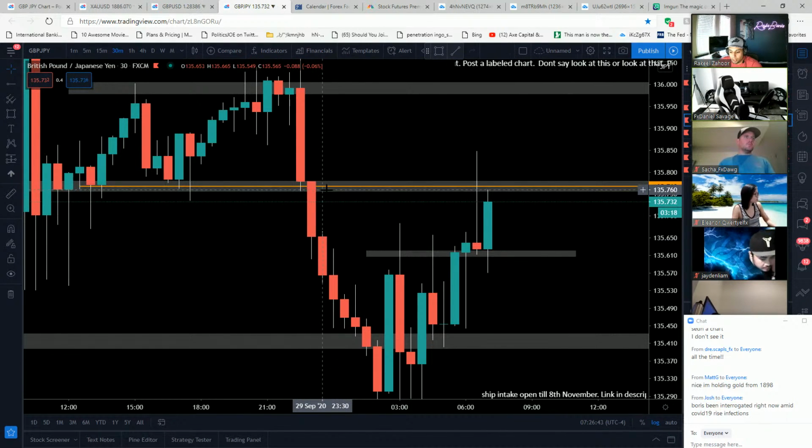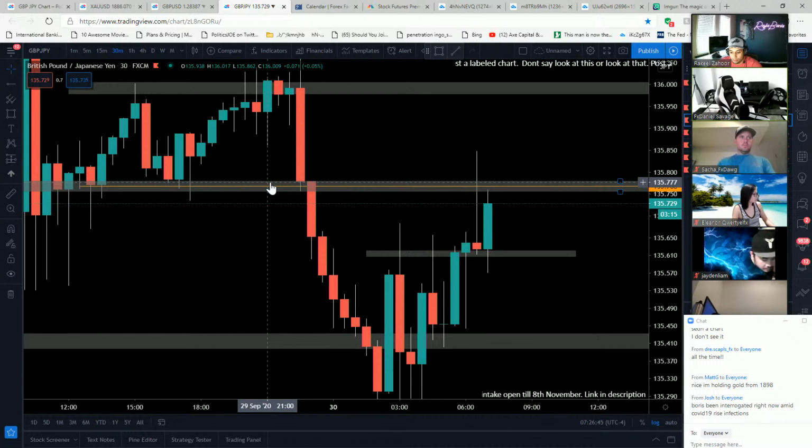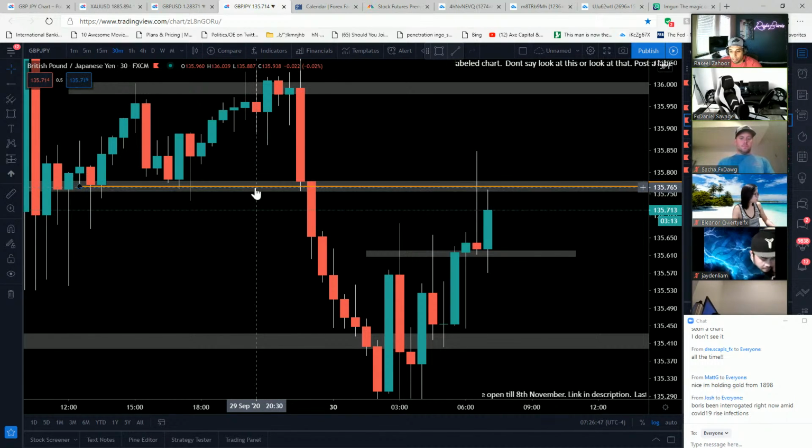So we have the 30-minute candle coming up right now. It's closing below 135.760. This will get really, really difficult.